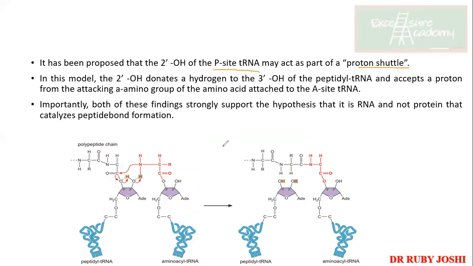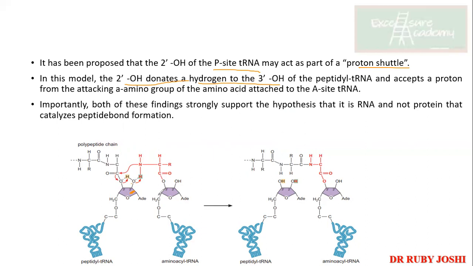So 2' कौन सा हो गया आपका यहाँ पे? Can you see? 2'OH of your P site tRNA. Now this one is acting as a proton shuttle. So in this model, 2'OH, okay, is going to donate hydrogen to the 3'OH of the peptidyl tRNA. तो यहाँ पे क्या होगा? इसका H हटके यहाँ चला जाएगा and accepts a proton from the attacking alpha amino group of the amino acid attached to the A site tRNA.